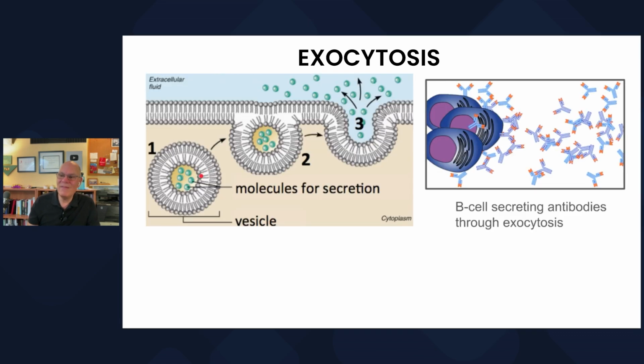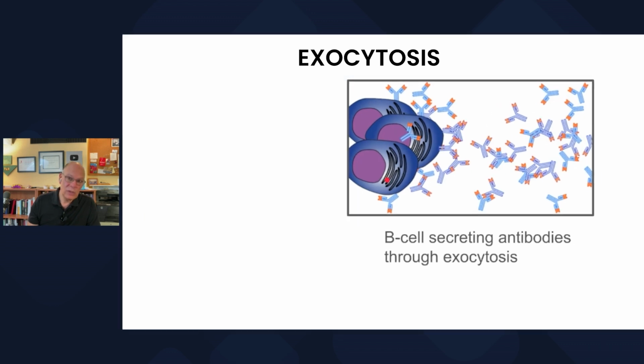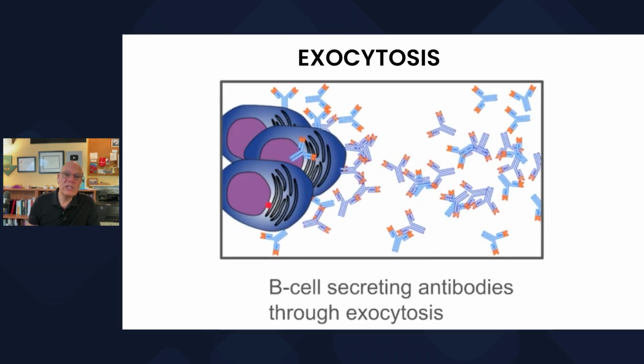Exocytosis is about vesicles that fuse with the membrane and then release their contents. Speaking of the immune system, which we were just talking about, cells that are scavenging, swallowing up bacteria and viruses, when you get an infection, you have cells called B cells, and those B cells produce antibodies. How do they release those antibodies out into the body fluids, the blood and the lymph? They do that through exocytosis.